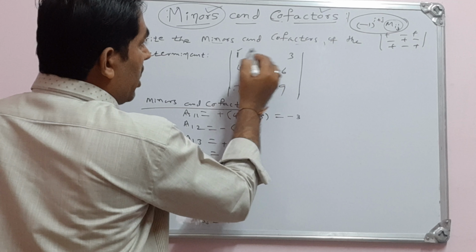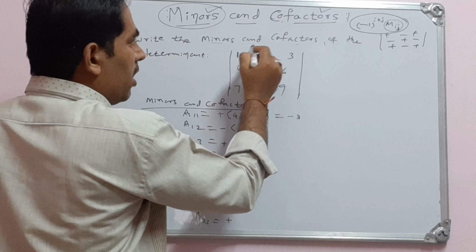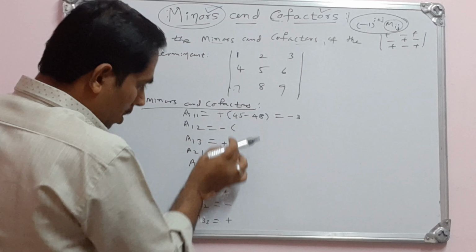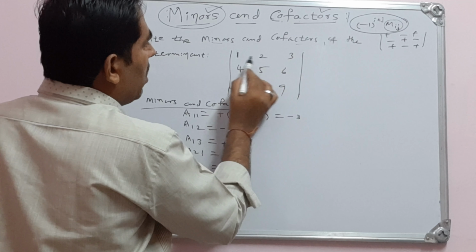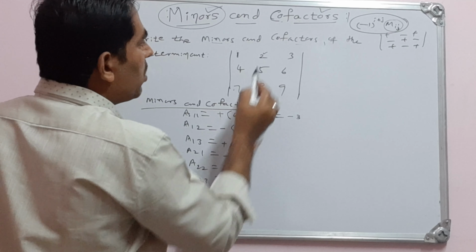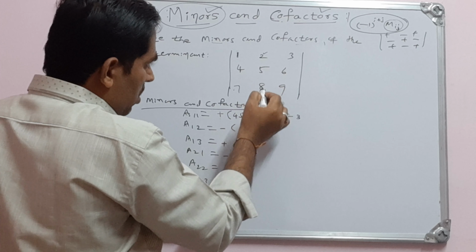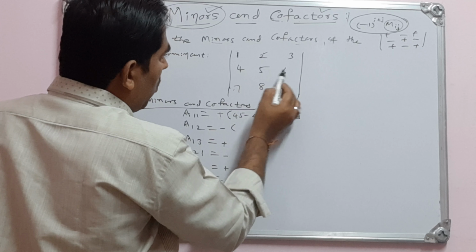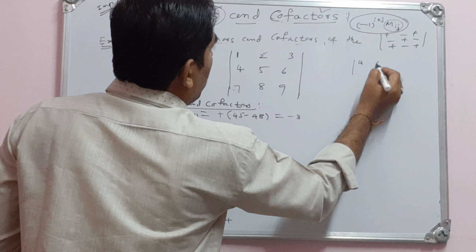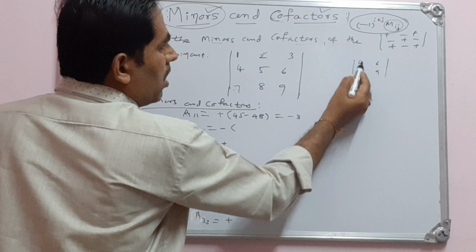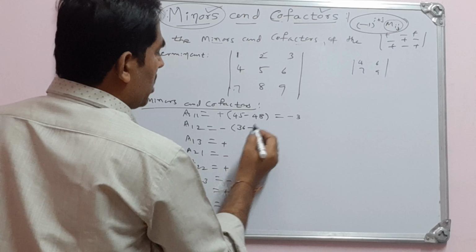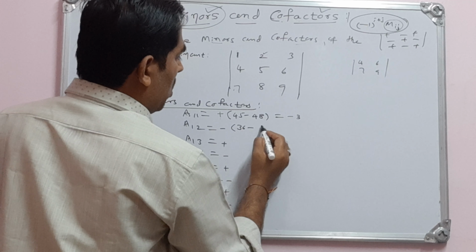Then I move to the next element. Don't write plus minus plus here; if you write it, that's also correct, but concentrate here. Now I am moving to the element 2. Leave this column and this row. We get 4 6 7 9. So I can write here 4 6 7 9. Then 36, find the product here, minus 42.